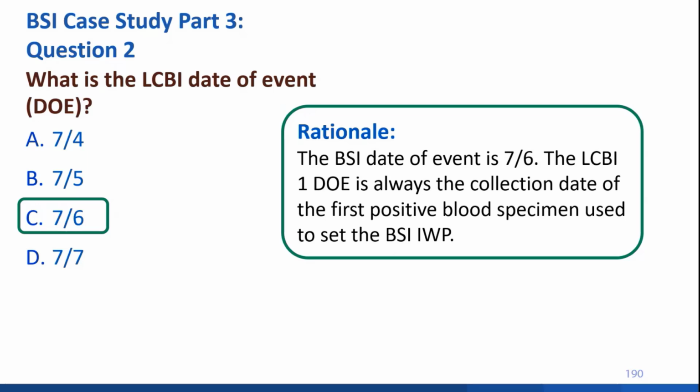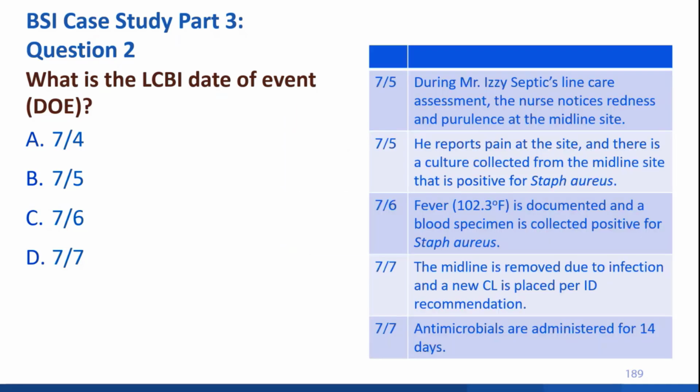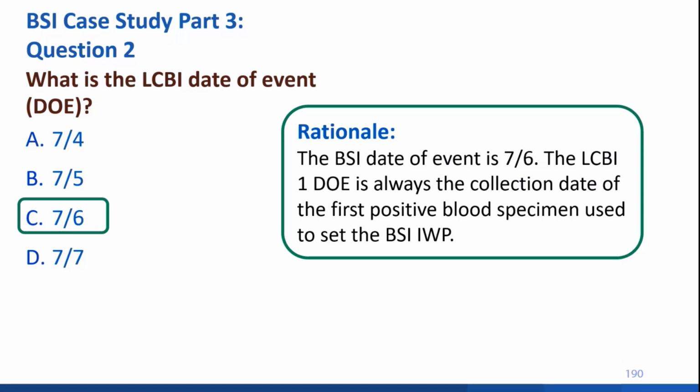The BSI date of event is 7/6. The positive blood culture was identified on 7/6. If we go back, 7/5 is where we have the positive site-specific culture. So for the LCBI date of event, that is the collection date of the blood culture.